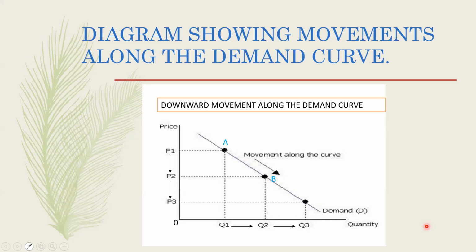So we say that only price will cause movements along the demand curve. We spoke about the upward and the downward movement along the demand curve. This one is showing a downward movement, while this one is showing the upward movement. And you'll see that my axis is still labeled, my origin, my demand curve. It is still downward sloping, but the only thing that is changing is just my price.